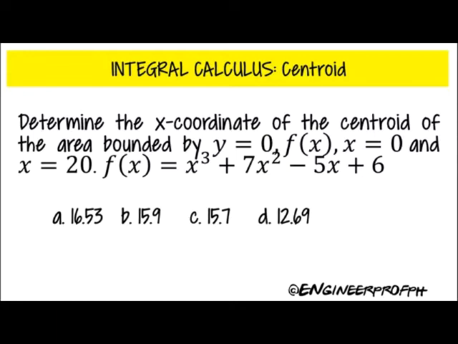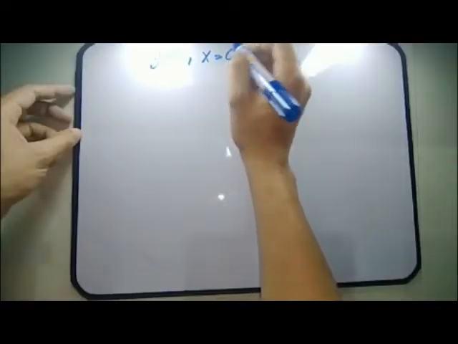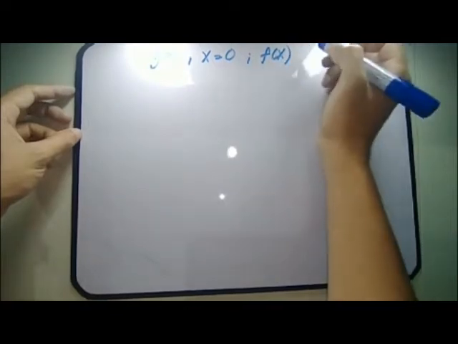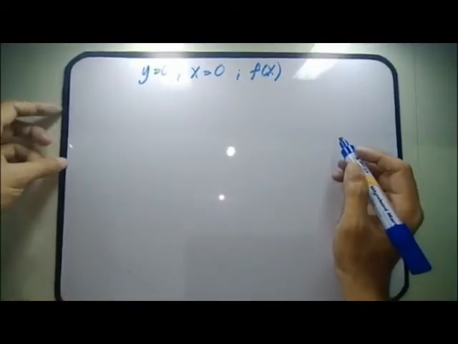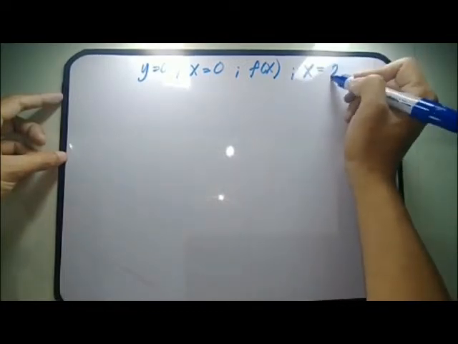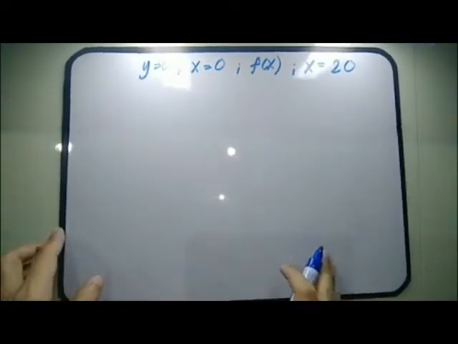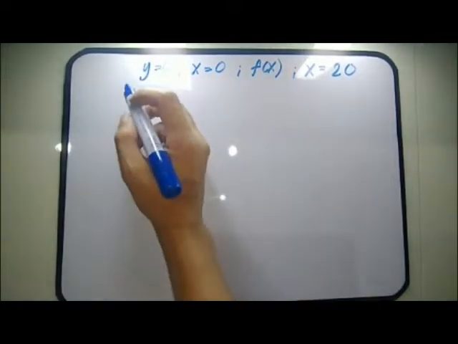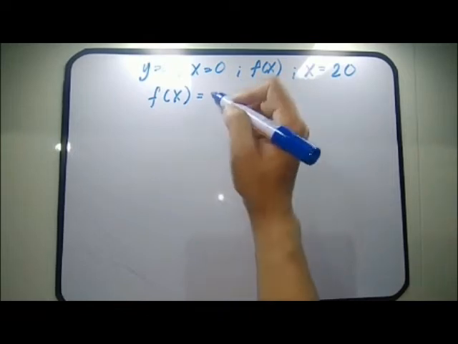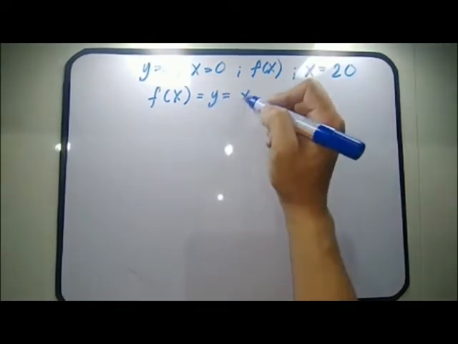So, you have here, this problem is, we have a graph or curve y is equal to 0, x is equal to 0, f of x, and x is equal to 20. But f of x is just equal to, you have here y equals x cubed plus 7x squared minus 5x plus 6. So, we need to find the area bounded by this curve, and we need to find the centroid of that bounded area. So, first step guys, of course, is to graph the curve.